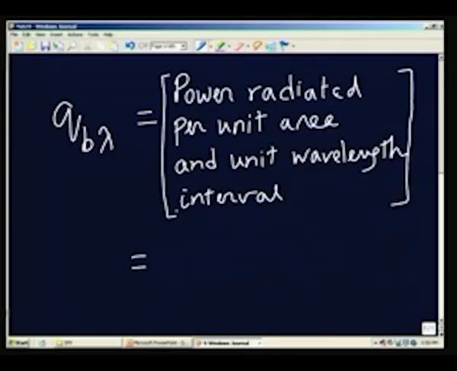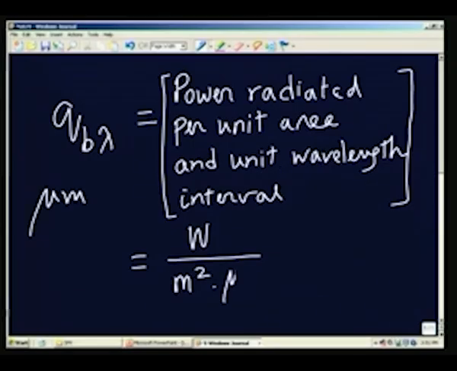And the power radiated will be in watts, unit area means meter squared, unit wavelength we usually measure in micrometers, and therefore, this will become micrometer. And if we were to represent it in the SI units, I would have had watts per cubic meter.